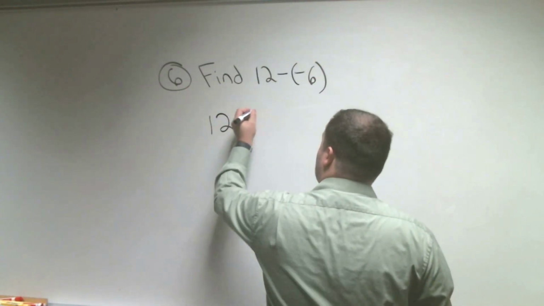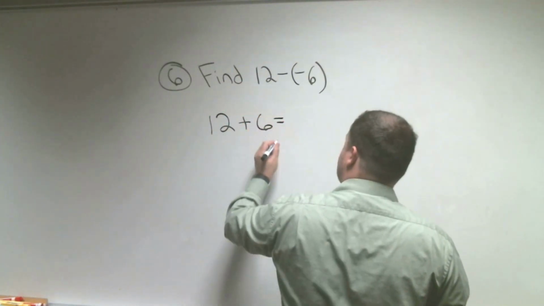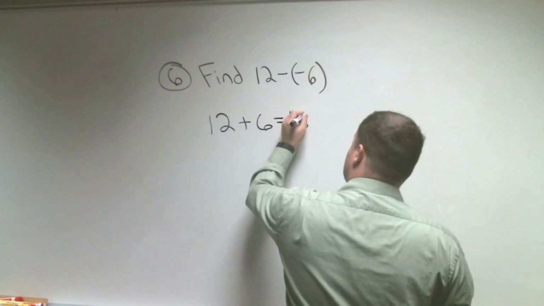12, change subtraction to addition, and instead of that being a negative 6, we're going to make it a positive 6. So 12 plus 6 is 18.